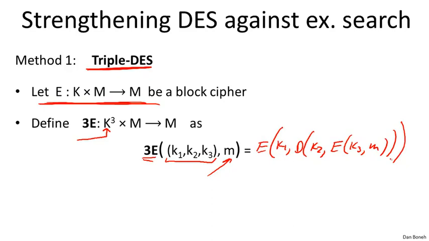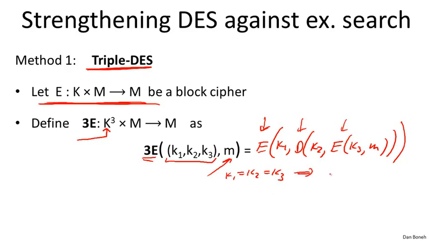You might be wondering, why is it doing EDE? Why not just do EEE? Why do we have to have a D in the middle? Well, that's just for kind of a hack. You notice what happens if you set up K1 equals K2 equals K3? What happens if all 3 keys are the same?